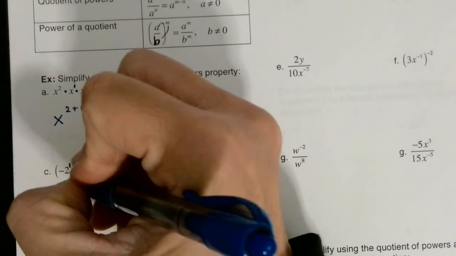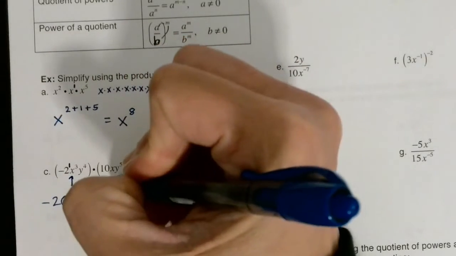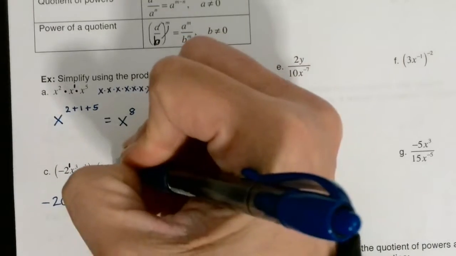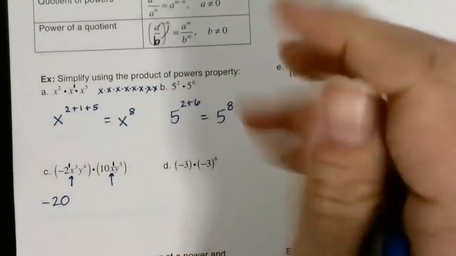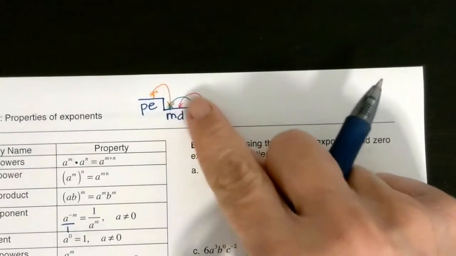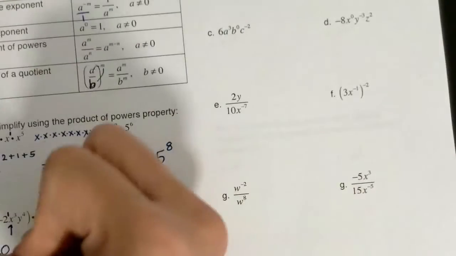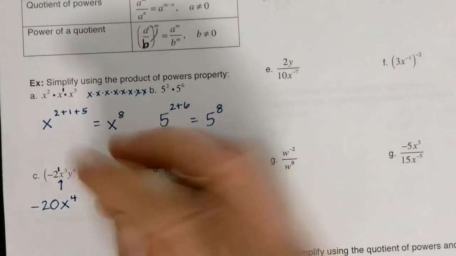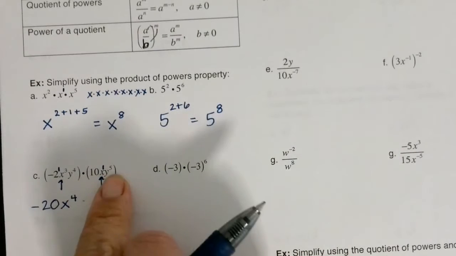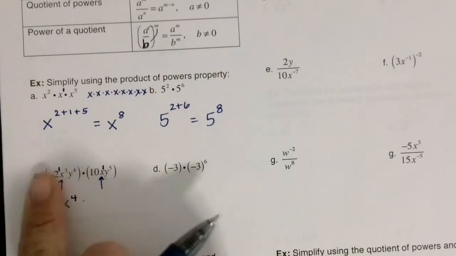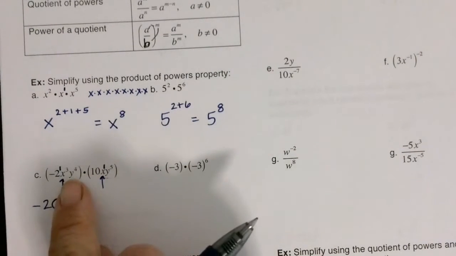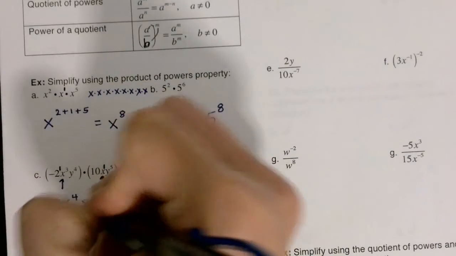And then, oh look, I have a base of x cubed being multiplied by a base of x to the first power. So what do you do when you're multiplying bases? You add the exponents. So that's going to be x to the fourth. And then the last one, you have y to the fourth times y to the fifth. This only works because there's no addition or subtraction in here. And that's going to be y to the ninth.